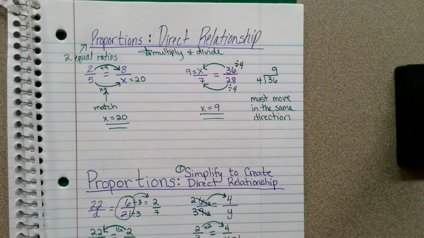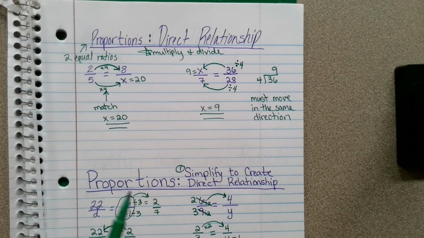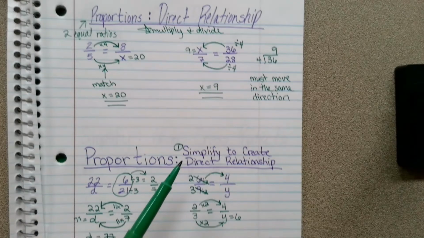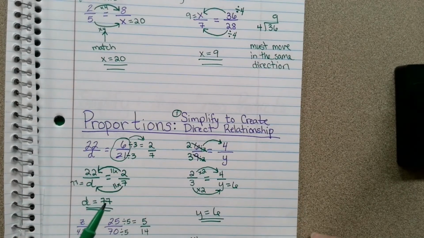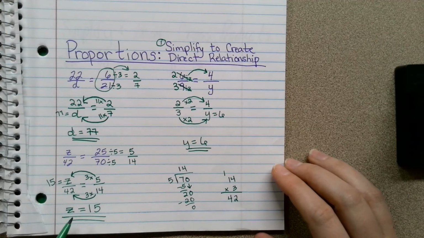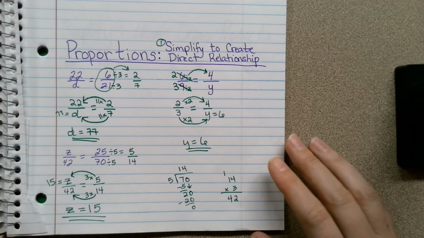So that is solving proportions using a direct relationship. Sometimes that direct relationship isn't immediately visible, so we simplify it first to create the direct relationship, showing our work along the way to find the missing value in the proportion. They should be equivalent, meaning the same operation in the same direction.